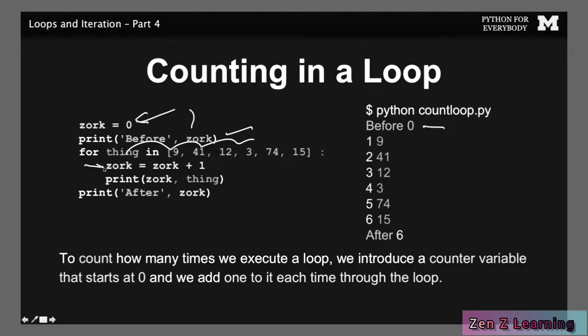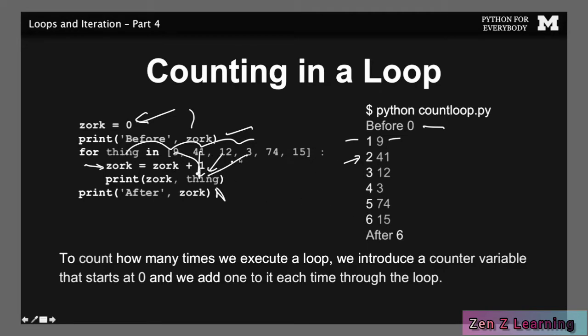Each time through the loop, we're going to add 1 to zork. Increment is another word for this. Zork equals zork plus 1. We print out the thing we're looking at, and we print out the current value for zork. So the first time through, 9, and that's the first thing we saw. 41, the second. And each time this goes up by 1.